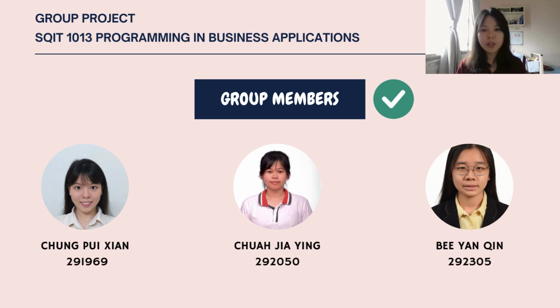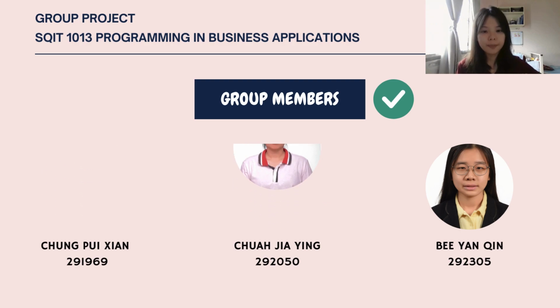So we have three group members: Chung Pui Sien with metric number 291969, Trajayin 292050, and Bian Ching 292305.